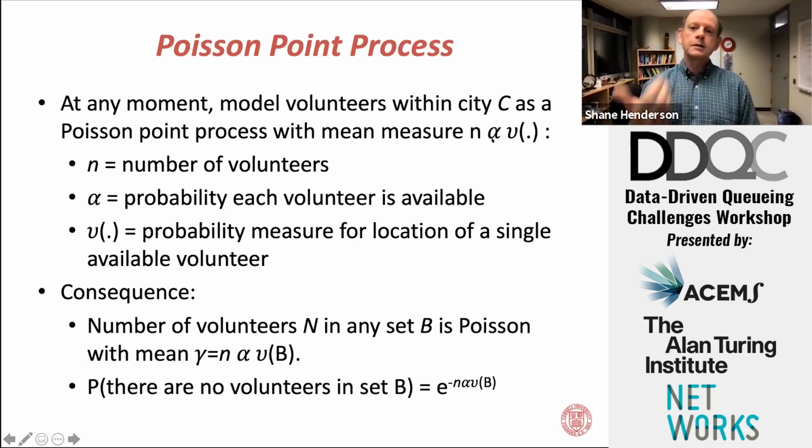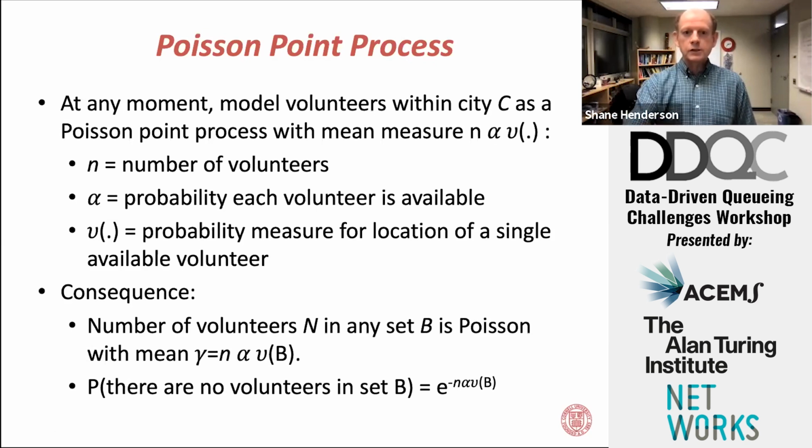Alpha is the probability that a volunteer will accept. And if you know something about Poisson point processes, you know that here I'm just thinning a Poisson point process to get another one. So the intensity of this Poisson point process, or the mean measure, sorry, is related to n alpha. And then we have this nu at the end here. This is the conditional probability measure for the location of a single volunteer who is available, right? So this is going to be my mean measure for how I capture where all these volunteers are.